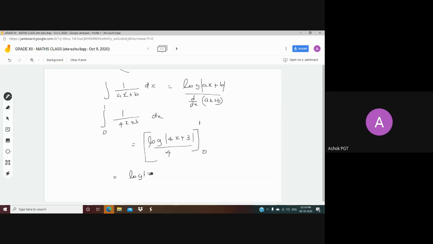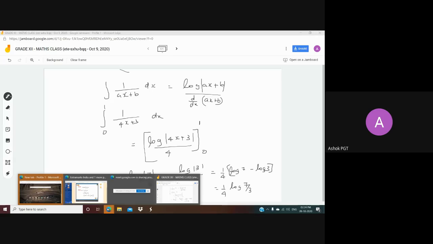so log 7 divided by 4, minus log, in place of x if we substitute 0, 0 into 4 is 0, log mod 3 divided by 4. If you want, you can do the further simplification. Log 7 minus log 3, with 1 by 4 taken as common. Log m minus log n can be written as log m by n. So this is the final answer.